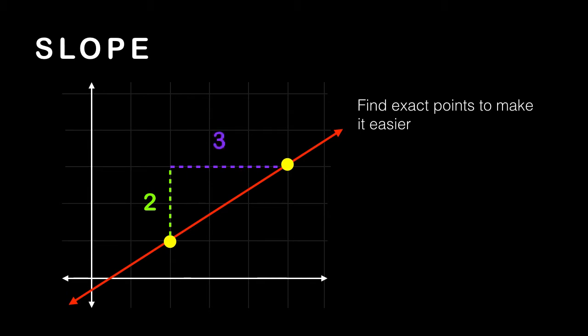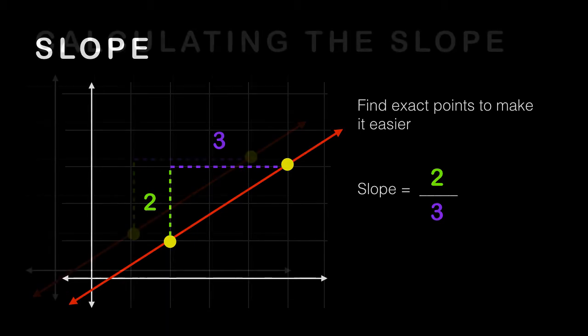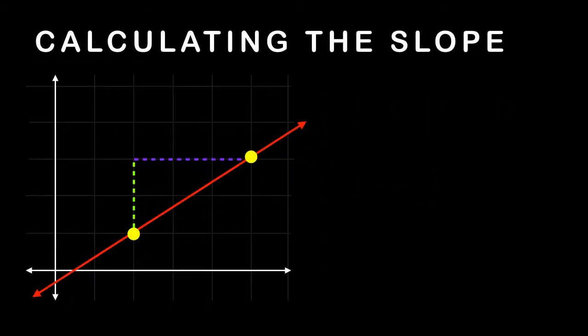So we learned that the slope is the difference in y by the difference in x. So we have our rise over run. So the slope is 2/3. We can also calculate the slope if we were given the points.